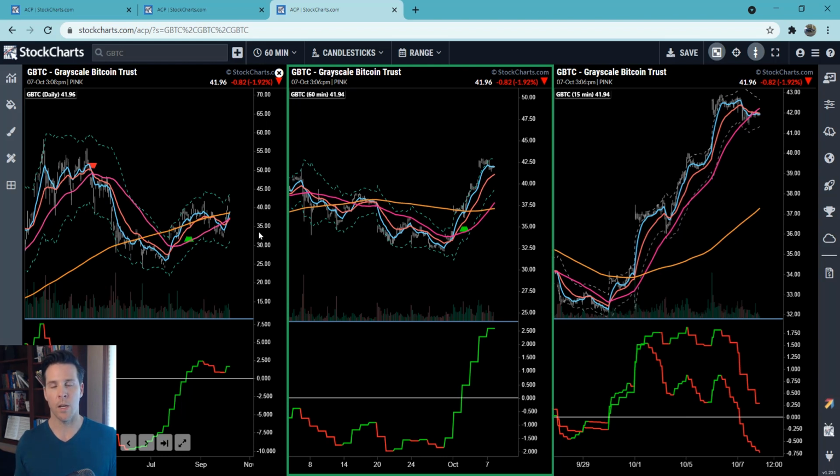Because yes, there can be setups and trades based on the 15-minute time frame, but they don't often go too far. That's why this one was surprising, just how far it did go based on a 15-minute setup. And here's that 15-minute setup. Price got over the moving average, and look at that Moxie indicator.